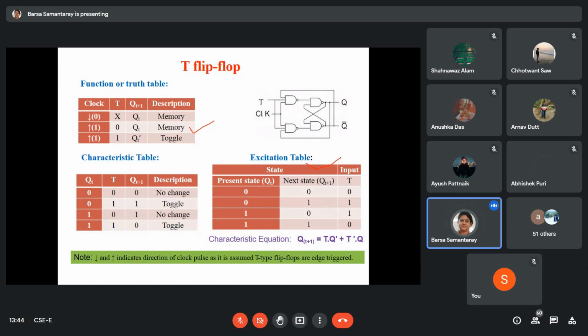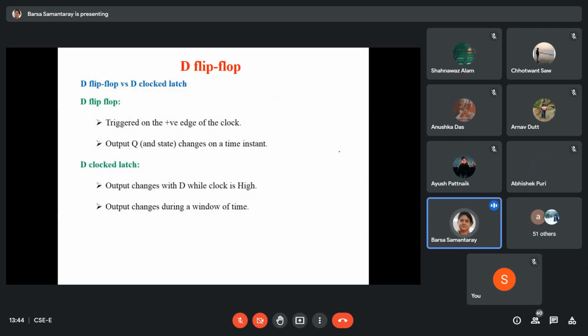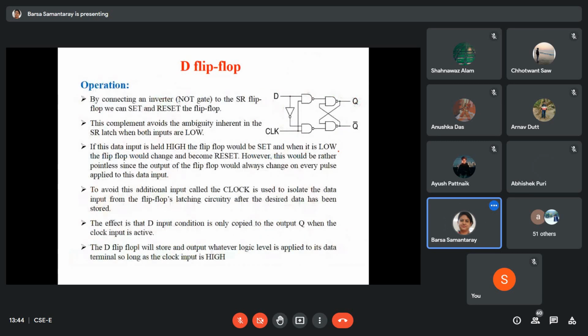So now we have completed latch, then flip-flop, then types of flip-flop, SR flip-flop, then your JK flip-flop, then D flip-flop, then T flip-flop. So is there any doubt? Okay. So another flip-flop is master slave flip-flop, and that will be used to avoid the race around condition in case of JK flip-flop.